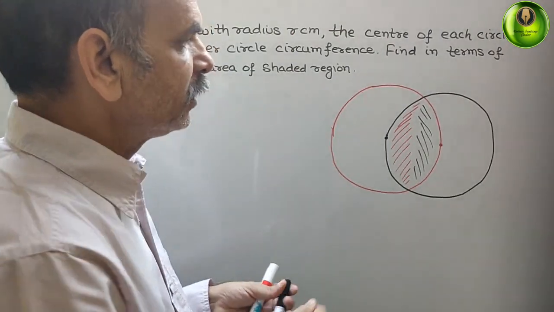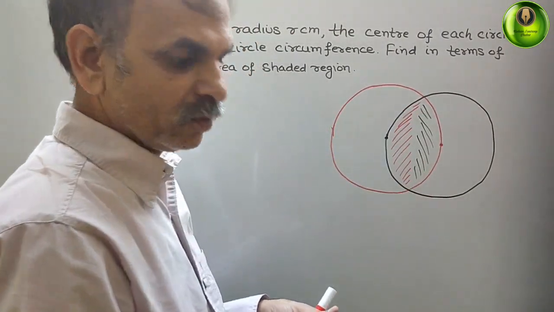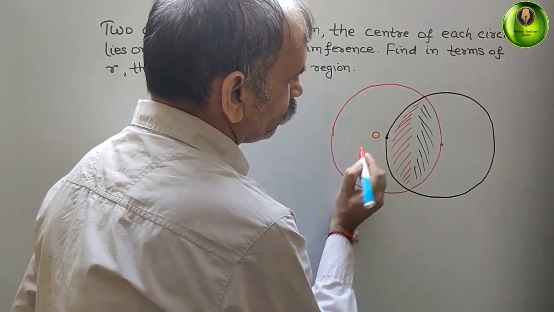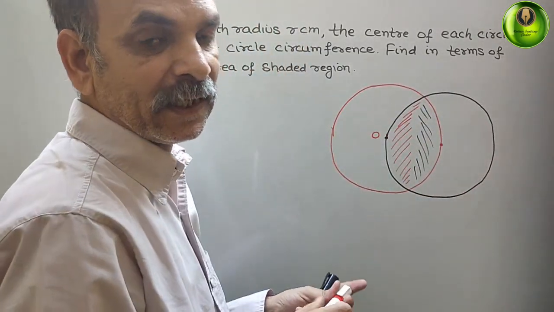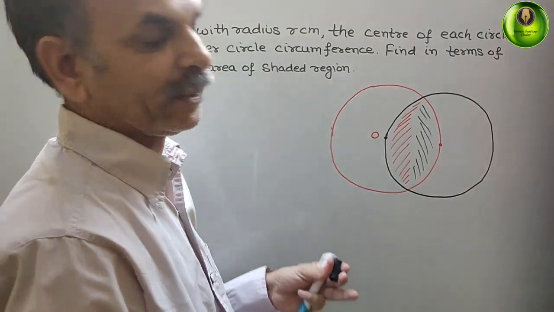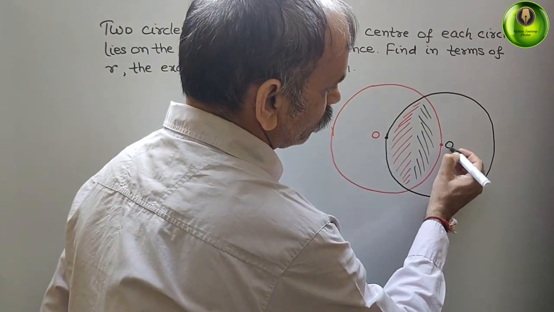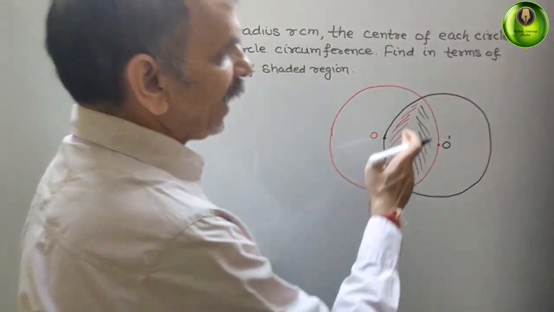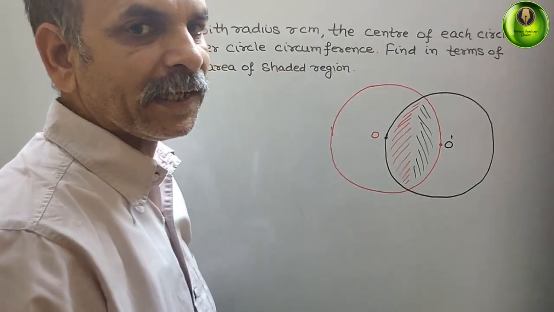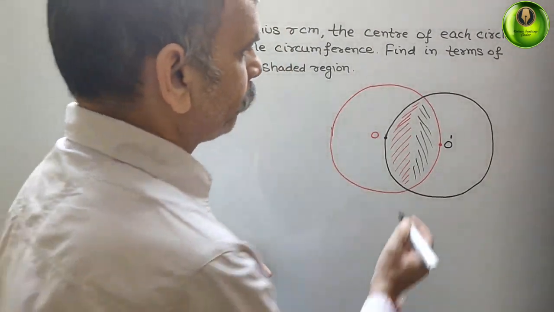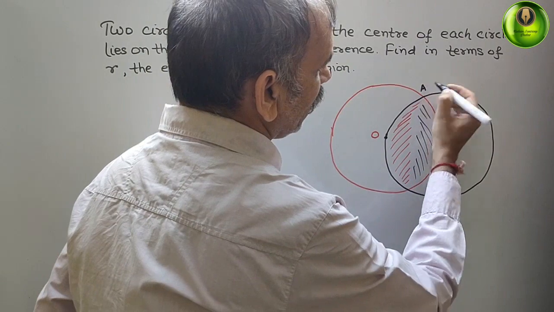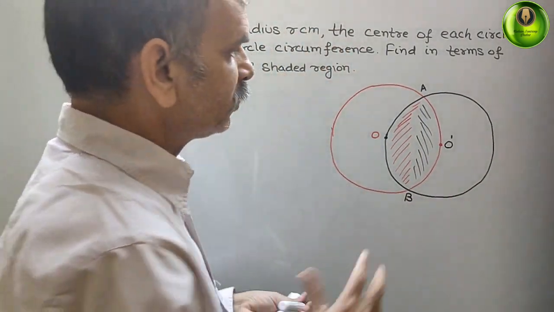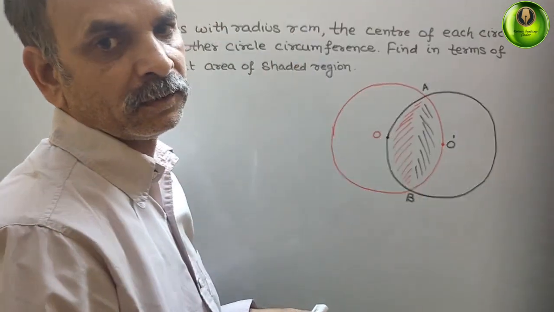So that means if this is the red circle, its center is O. And black is another circle, its center is O dash. Now, where they are touching, we will take it as A and B. So this we have taken as A, this we have taken as B. Now we have to find out the area of the shaded region of this.